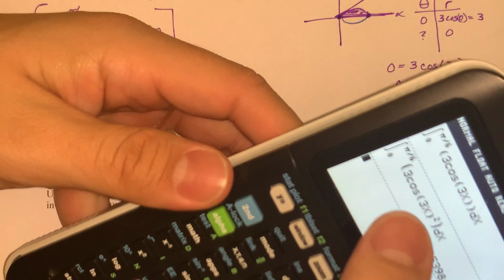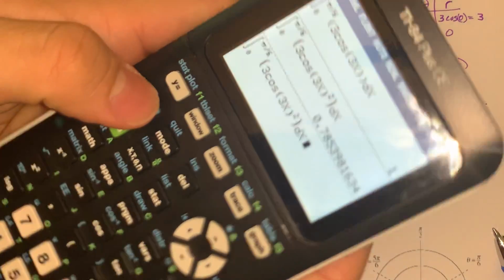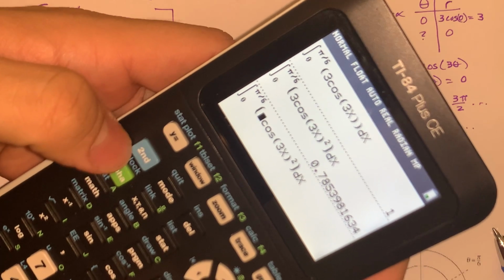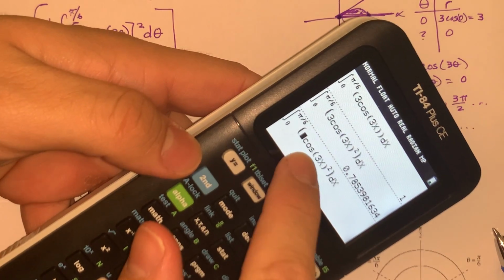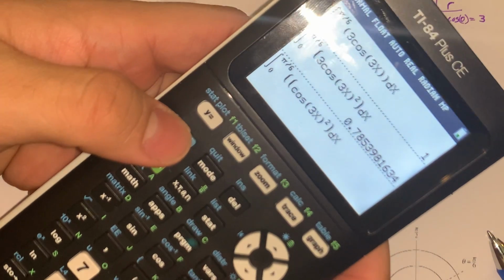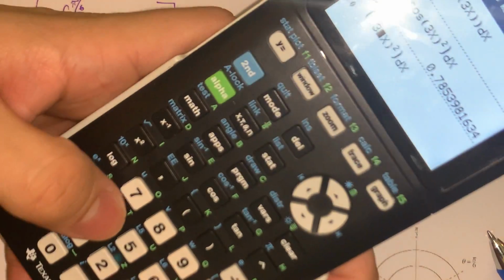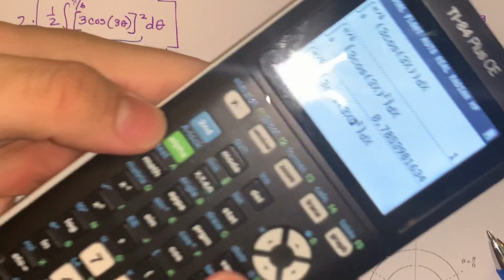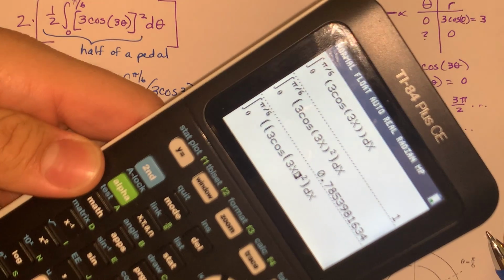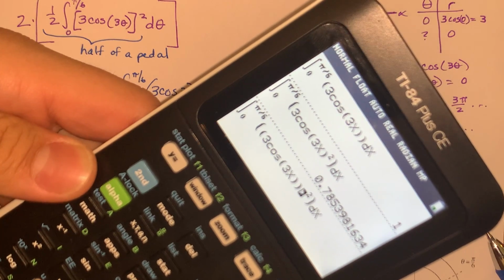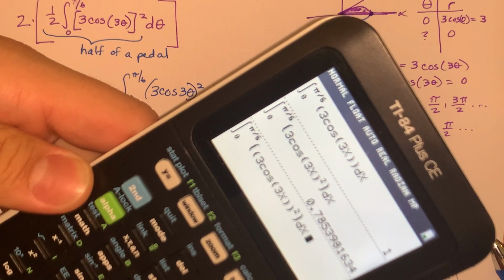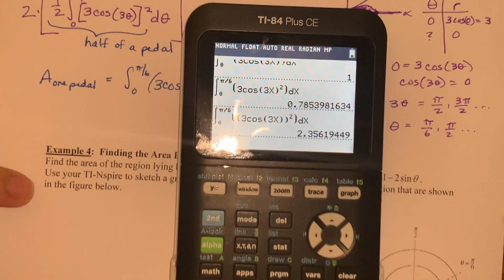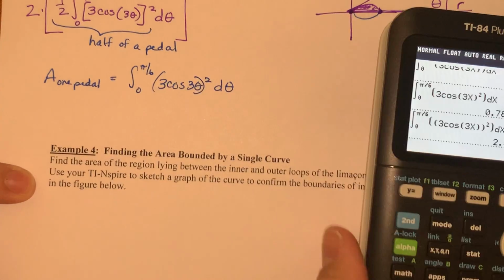Is it recognizing the 3x as being squared? Let me put an extra set of parentheses. Oh, I think it's only squaring the cosine of 3x. So 3 cosine of 3x, parentheses, all of that squared. That should give us, there we go, the right answer, 2.356.